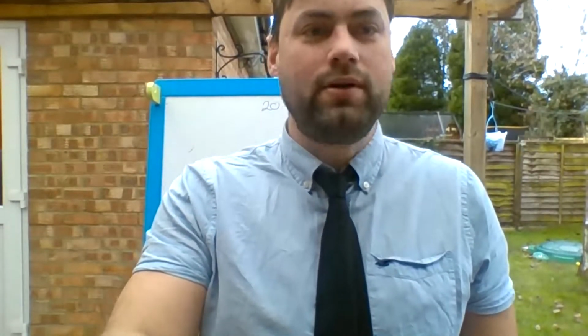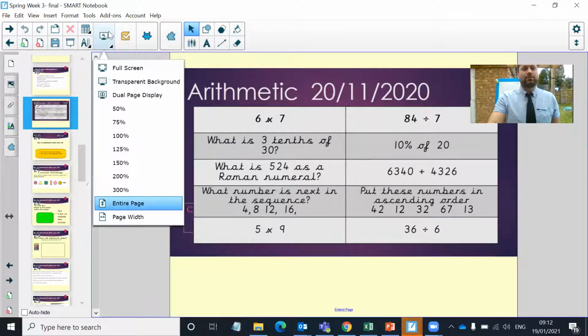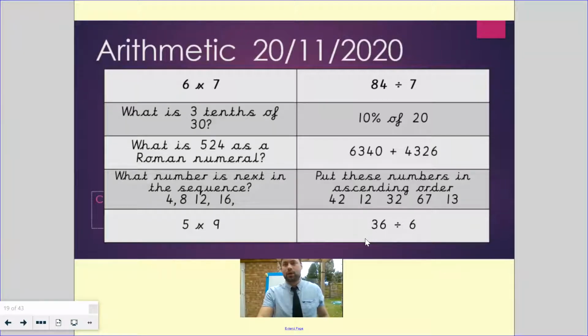But before we look at what you're doing in maths, here are your arithmetic questions for today. So can you please pause the video and answer these questions as best as you can. Please don't spend more than 10 minutes doing these. Thank you. Right, pause the video.